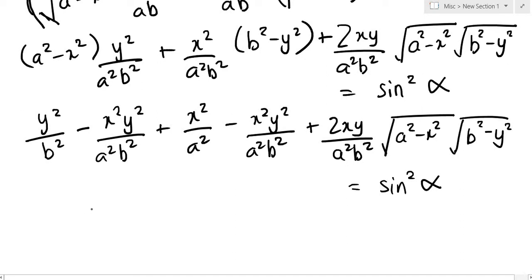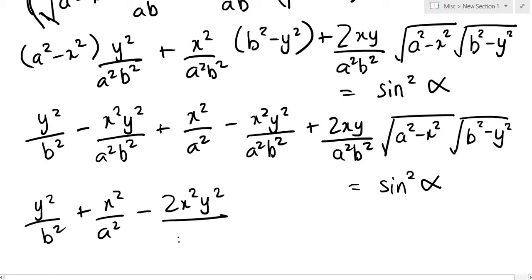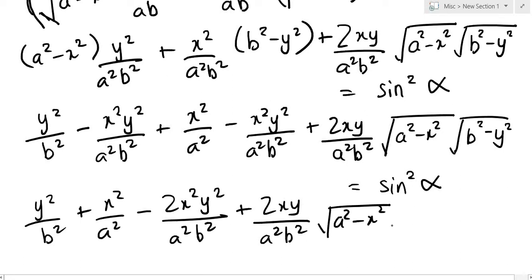Okay, so now this term and this term will just add up, and we'll just have y squared by b squared plus x squared by a squared minus 2x squared y squared by a squared b squared. I'm adding these two terms, and then this crazy term 2xy by a squared b squared times a squared minus x squared times b squared minus y squared, still equal to the sine squared of alpha.